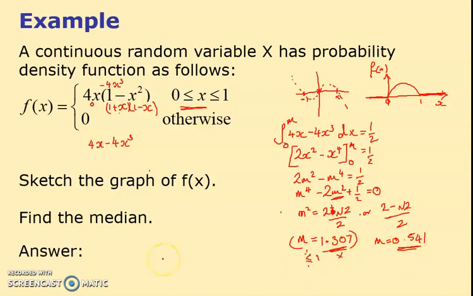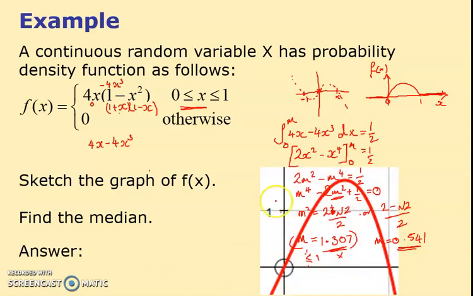Let's see what the answers actually say. That was the graph, so mine's better than that graph, because you can see this graph implies it carries on going forever. 0.541 is the answer.